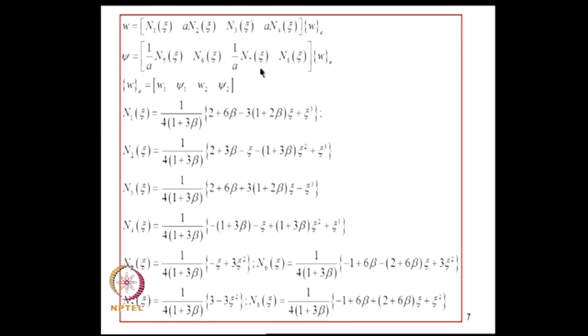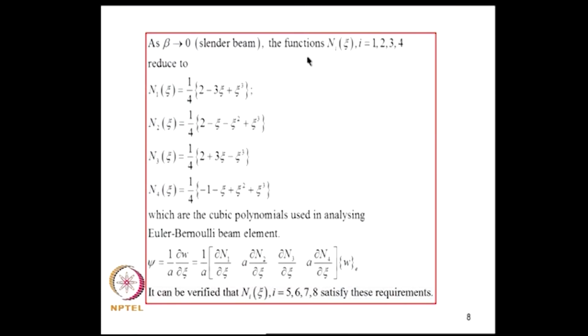Psi itself is represented in terms of these quantities, interpolation functions N5, N6, N7, N8, but they are all given by this. There are only enough independent constants as mentioned here. One thing we should notice is if we now consider the representation for displacement field w, as beta goes to 0, these functions N1, N2, N3, N4 reduce to the cubic polynomials that we have used in analyzing the Euler-Bernoulli beam.